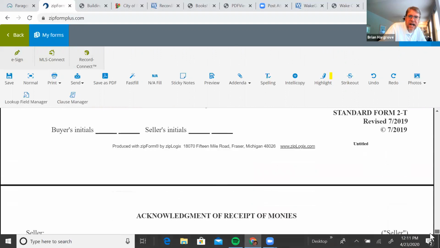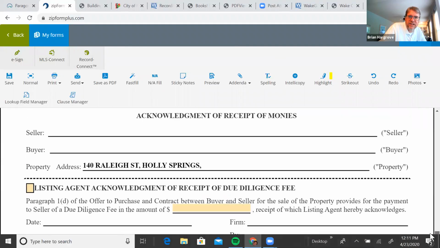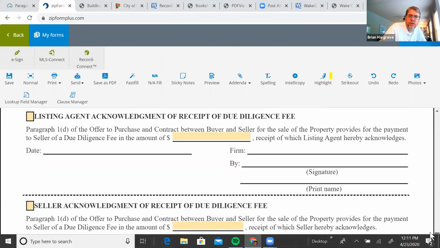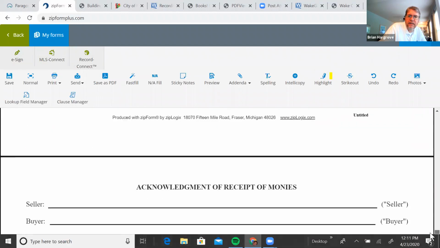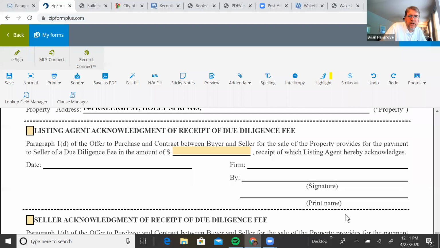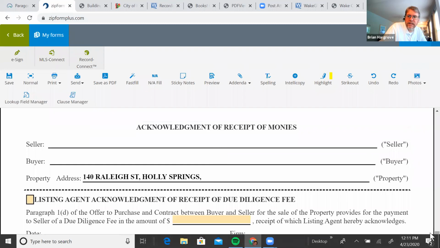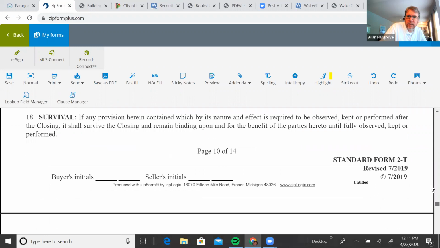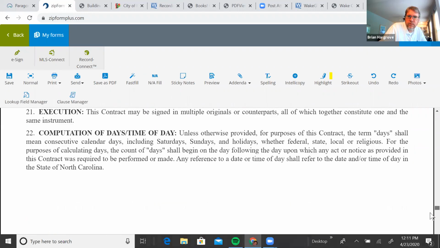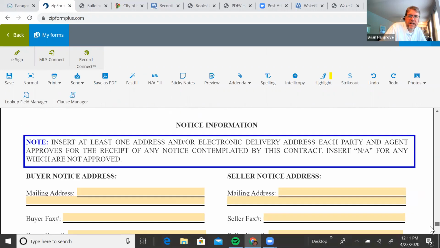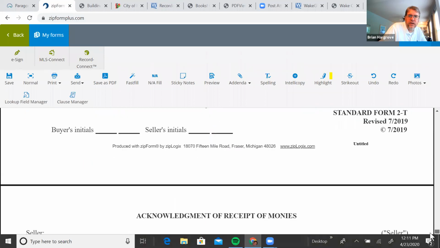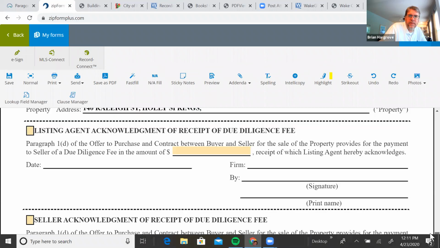And the very last thing we have to talk about is this last sheet, the acknowledgement and receipt of money. So when you get the due diligence fee from your client and you hand it over, you are going to get a signature from the listing agent.